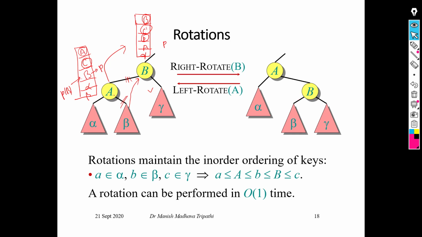The right child of A is beta, and at the place of the right child of A, B will be copied here. Again, at this end, its parent will become A. So at the place of parent, the value is A, because A will be copied here. From the left hand side, beta will be copied here.